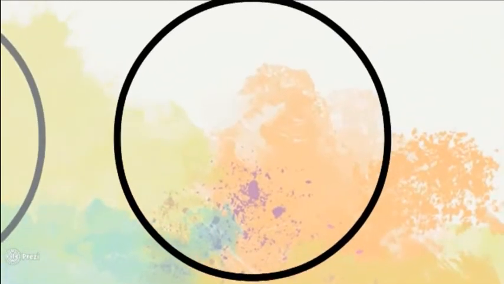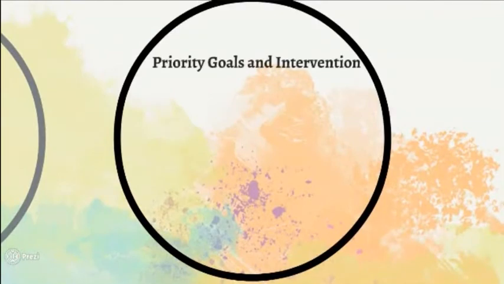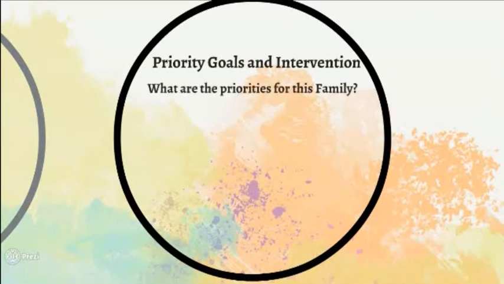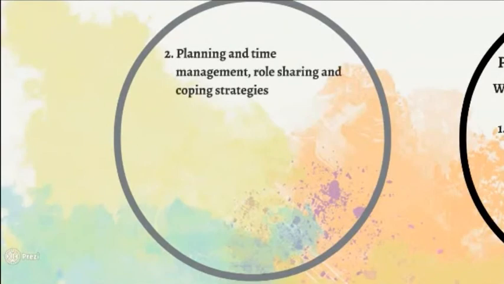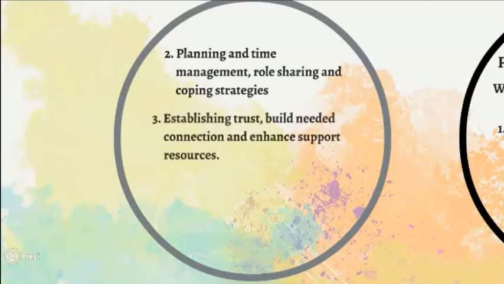My name is Susan Kamau, and as a member of Group 4, I'll be talking about the Dela Cruz family goals and interventions. The priority focus areas for the Dela Cruz family include smoking and alcohol intake cessation, coping and weight loss strategies for Mr. Florentino, planning, time management, load sharing, and coping strategies for Christina so that she is able to divide her time appropriately between her job, home, and herself.